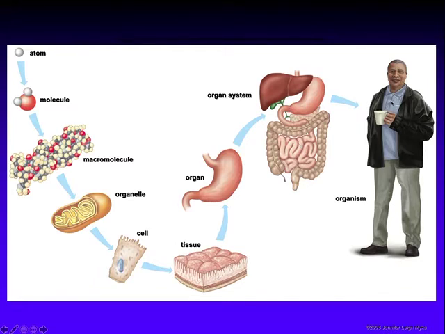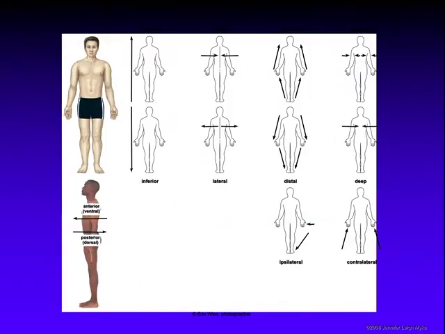Okay? And we talked about the fact that the organ systems have to cooperate in order for the organism to function. If one organ system breaks down, the organism will likely die. Okay. We talked about planes of section. Okay. We talked about the meaning of things like inferior, superior, medial, lateral, distal, proximal, ipsilateral, contralateral, superficial, and deep.